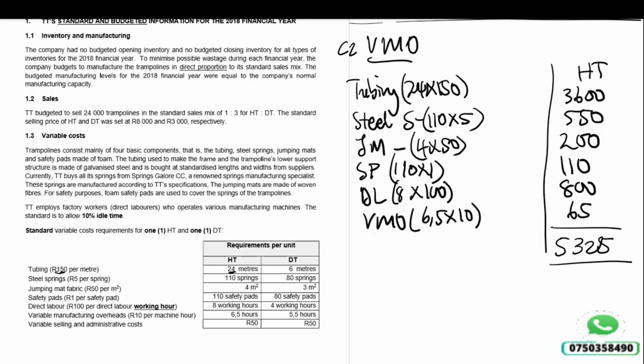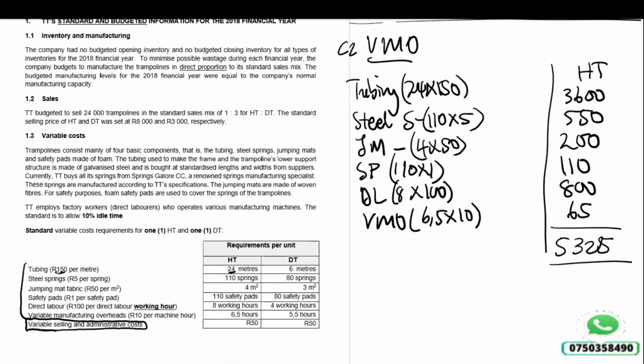So why did I ignore variable selling and admin? Because this is not a manufacturing cost. Remember, absorption costing seeks to first subtract manufacturing cost, then non-manufacturing cost comes after gross profit. This does not form part of cost of sales. It's a non-manufacturing cost. Remember, we explained that there are costs that are incurred in the factory and costs that are incurred in the office.